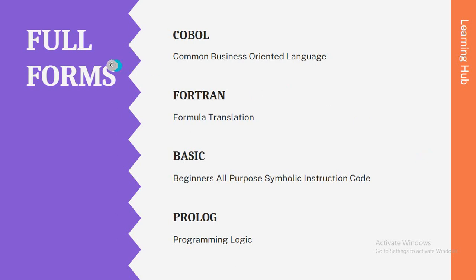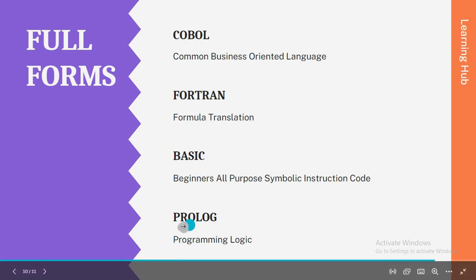Now, next are some full forms. COBOL is a language. What is the full form of COBOL? Common Business Oriented Language. Next is Fortran. Fortran is also a language. Formula translation. Basic is also a language. Beginners All-purpose Symbolic Instruction Code. Next is Prolog. Prolog means programming logic.